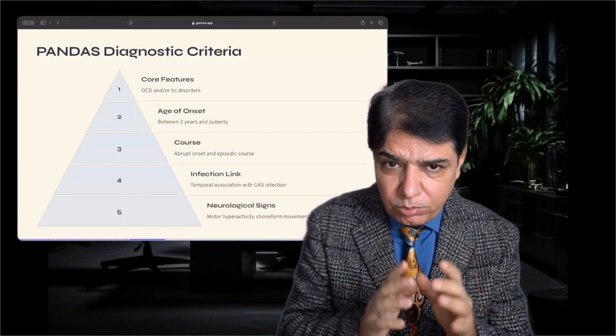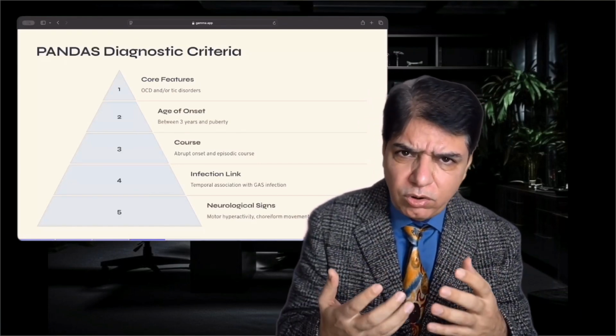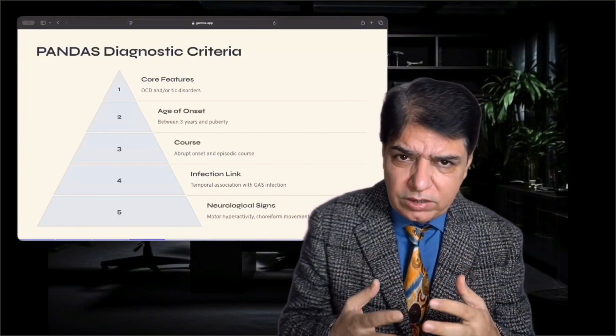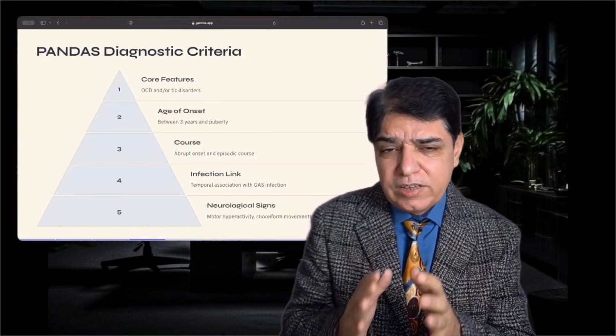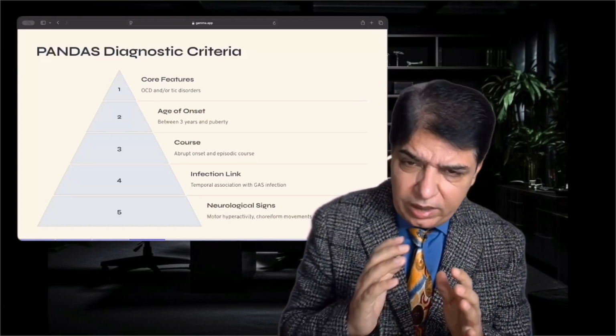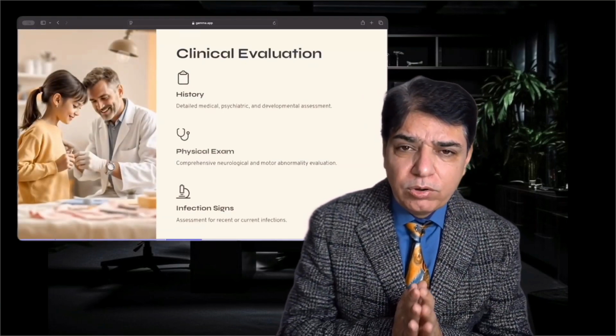Remember, this is very, very important. And as I told you, there is a sudden onset of obsessive compulsive disorder or new onset tics. So PANDAS is a subset of PANS in which there is a past history of streptococcal infections. As simple as that.